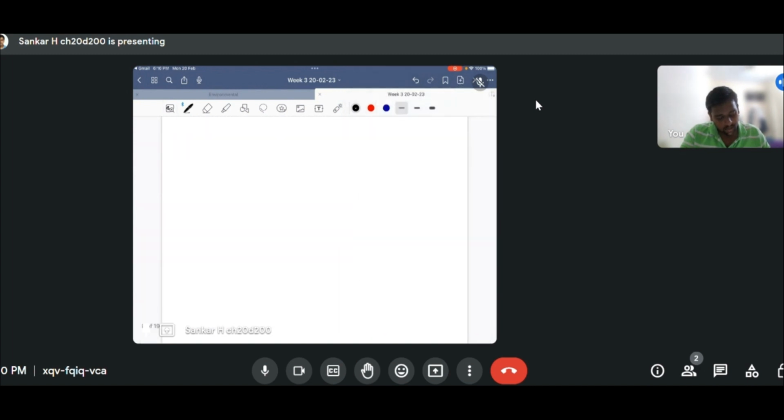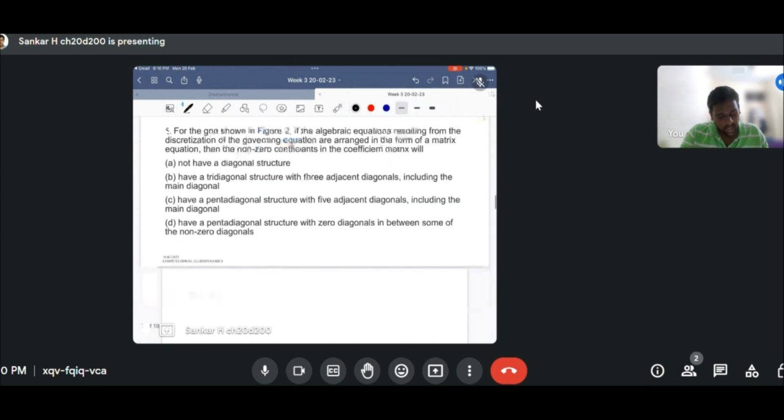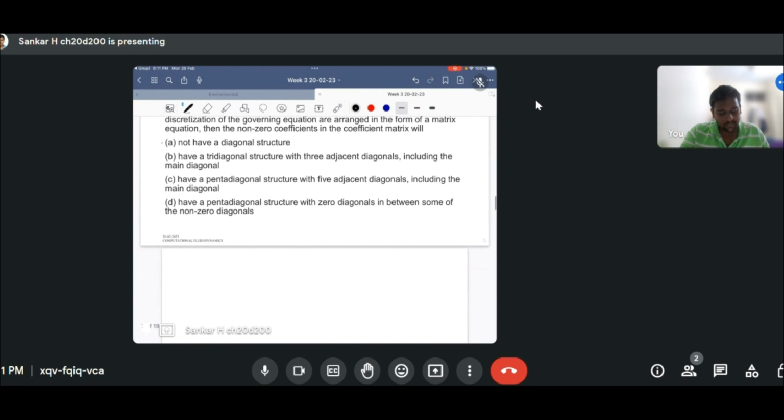option A will have a diagonal structure, option B will have a tridiagonal structure with 3 adjacent diagonals including the main diagonal, option C have a pentadiagonal structure with 5 adjacent diagonals including the main diagonal, option D have a pentadiagonal structure with 0 diagonals in between some of the non-zero diagonals.